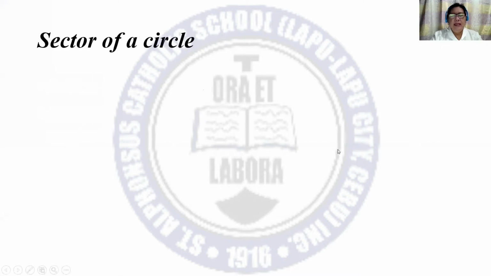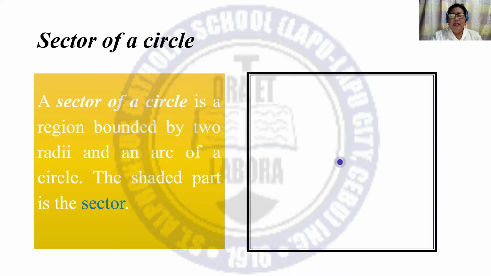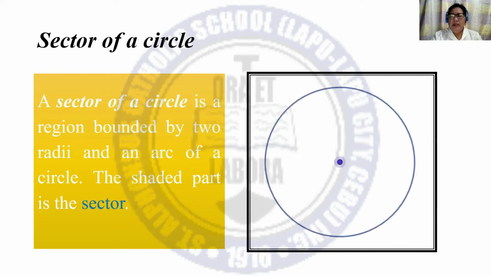What is a sector of a circle? A sector of a circle is a region bounded by two radii and an arc of a circle. The shaded part is the sector. Let us look at the illustration. Given the center of the circle, you draw a circle and you choose 2 points on the circle. Now this portion, the shaded part, is what we call the sector.